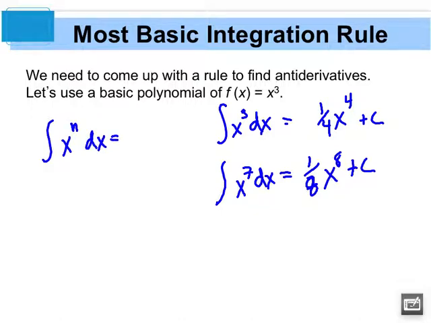Now let's generalize, because if we can come up with a general rule, then we'll be golden, because that will work for any polynomial function. 1 over n, x raised to the n plus 1, plus c. Almost correct. In the denominator of the fraction, it should be n plus 1, because it has to cancel out. You agree? Are you sure? I'm sure. What happens when you take the derivative of that? Bring the exponent down, I get n plus 1 over n plus 1. Reduce the exponent by 1, you get x to the n.